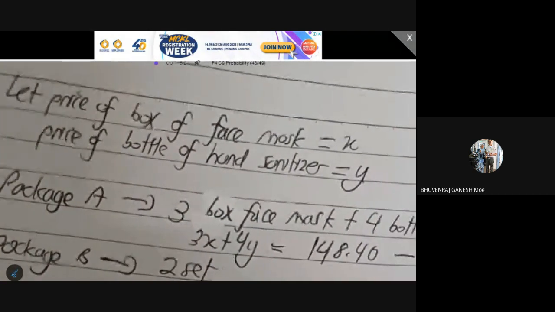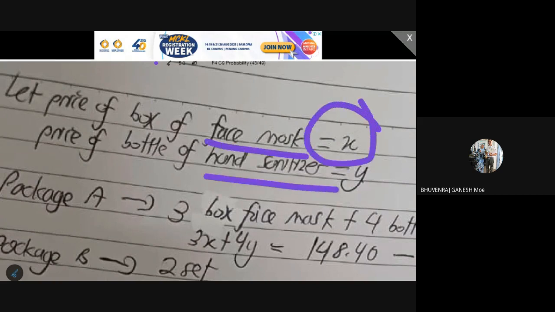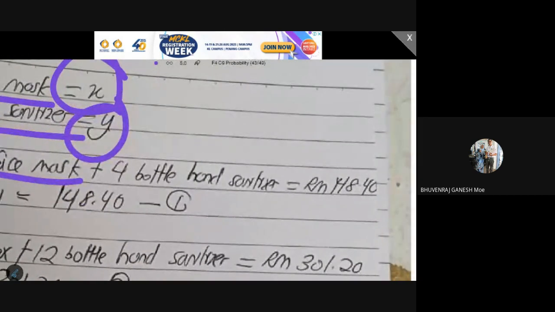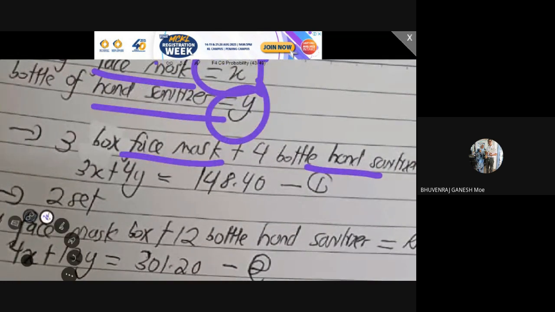Okay, so you see over here. You have price of face mask and hand sanitizer. So you can make an assumption. Kamu boleh buat anggapan. Satu kotak face mask is X. Price of one hand sanitizer is Y. Okay. So then you see your first situation. Package A, 3 boxes of face mask, and then 4 bottles of hand sanitizer. You get this value. Okay, soalan dah bagi nilai ni. You can refer to the PDF I sent in the group. So that is the value provided. Soalan dah beri.